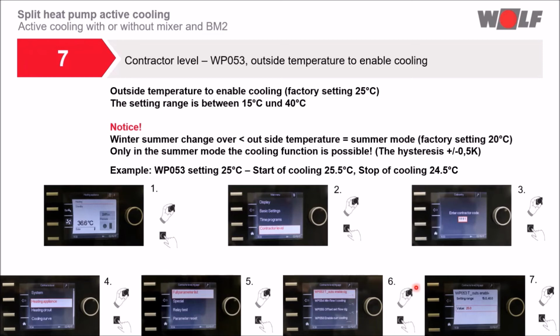At the first step, we open the main menu. The second step is to open the contractor level. We select heating appliance and open the full parameter list. The parameter WP53 outside temperature to enable cooling can be changed now. Please don't forget to confirm the value.